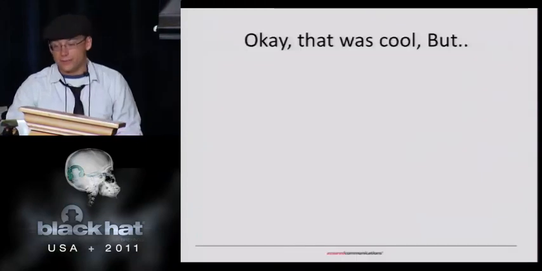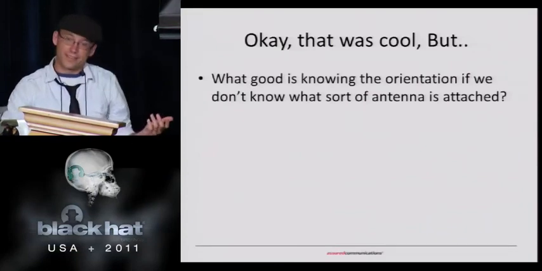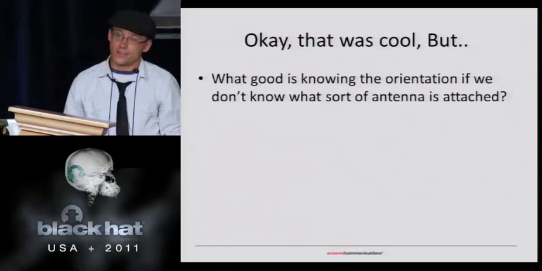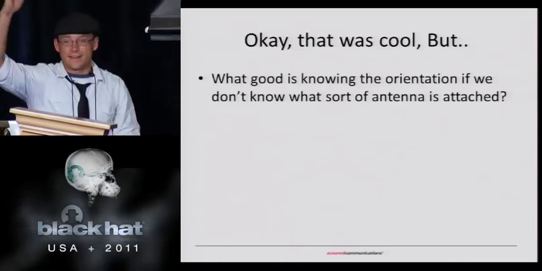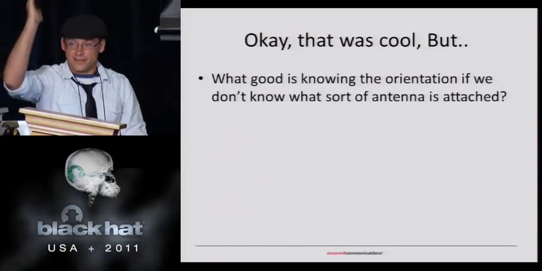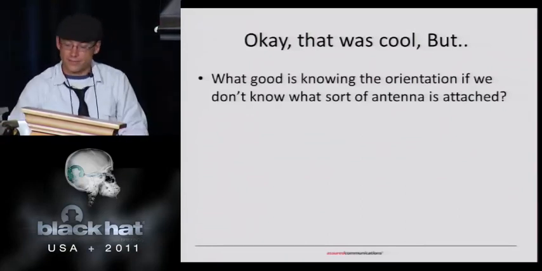Okay, that was cool, but what good is knowing the orientation if we don't know what kind of antenna is attached? This is really important if you actually want to visualize this or do some sort of analysis. If I have an omnidirectional on top of my car, it doesn't really matter. I mean, it matters that it's pointed up, but these vectors don't mean much if you don't know anything about the horizontal beam width.